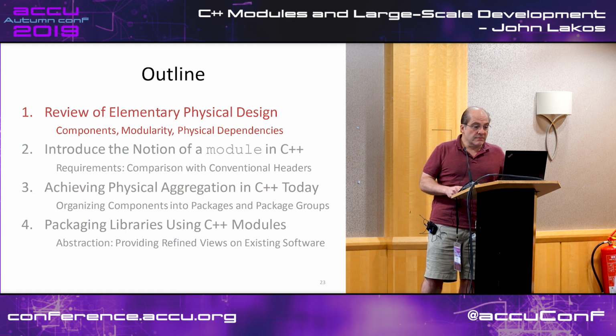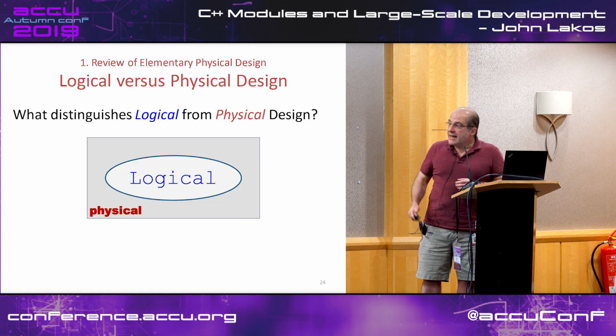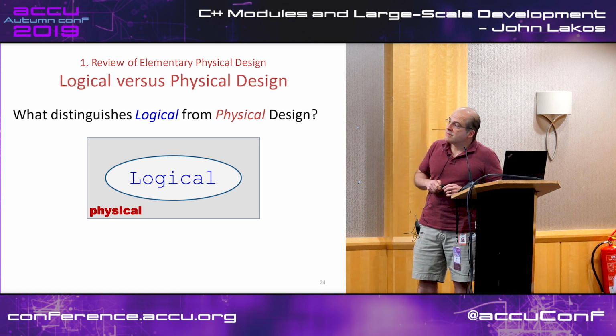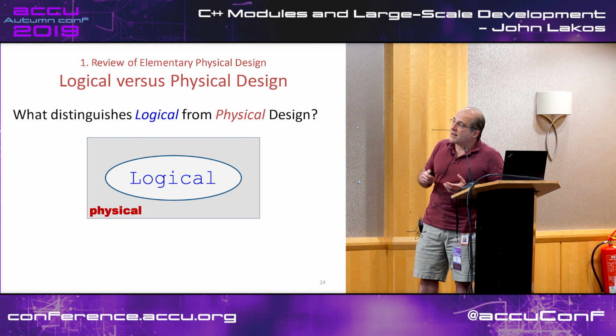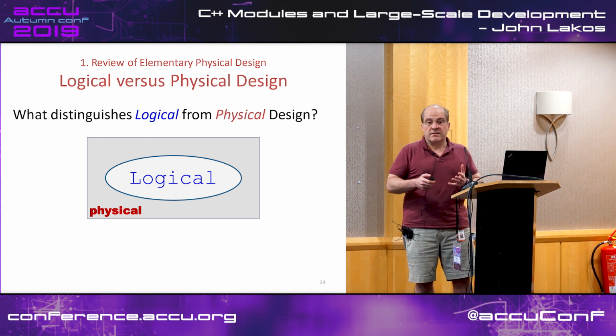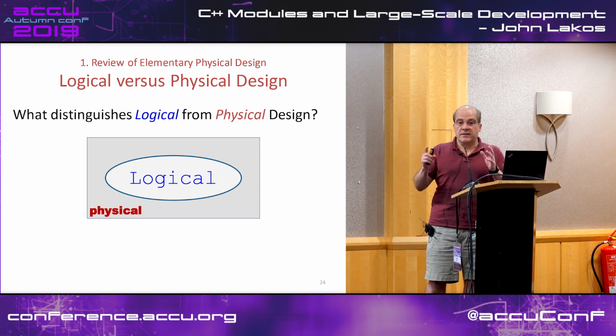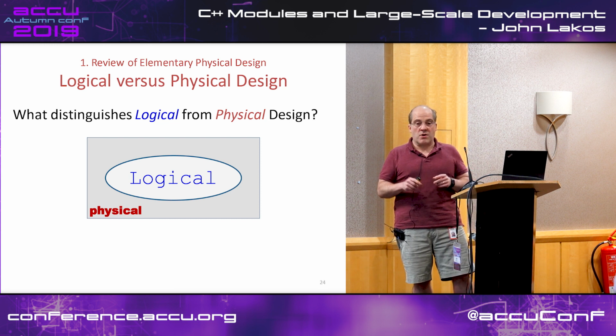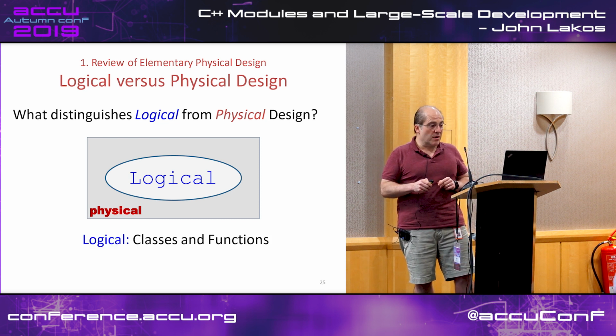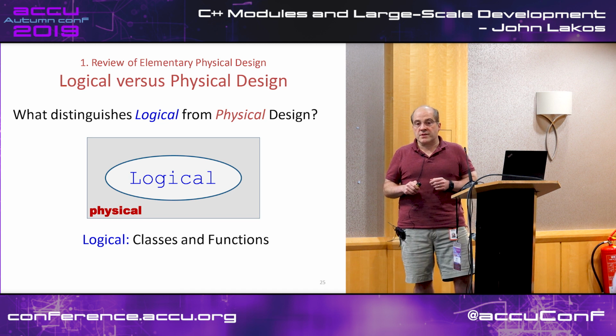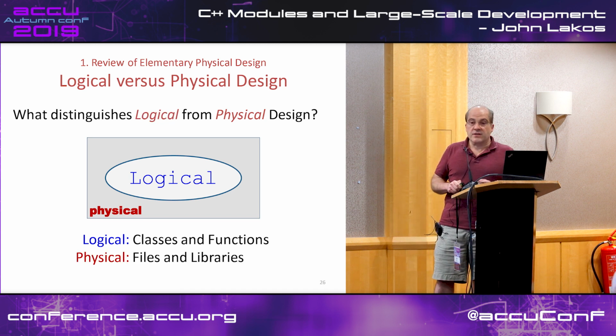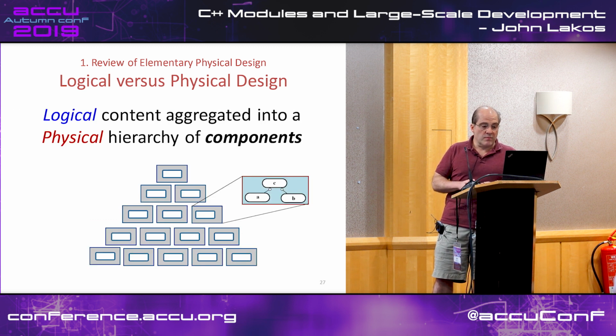So first of all, reviewing elementary properties. This is what I call the fundamental unit of design. It's got logical and physical aspects. The iconography is that the round part is the logical part, and the square part is the physical part. Logical refers to classes and functions, and physical refers to files and libraries. That's kind of the distinction. You get the gist of it. We'll talk about it more.